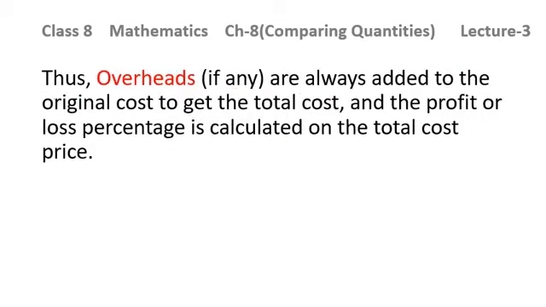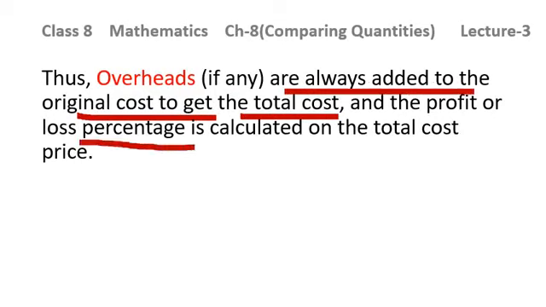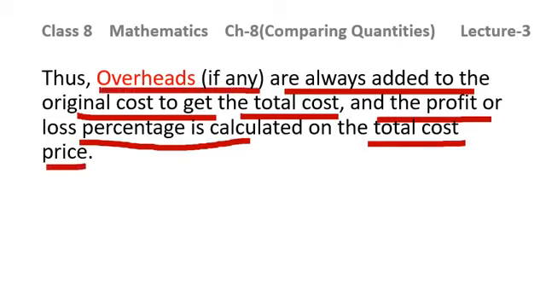So overheads, if any, are always added to the original cost to get the total cost, as we have seen in the previous example, and then the profit or the loss percentage is calculated on the total cost price. So overheads, if any, will be added to the original cost to get the total cost, and the profit or loss percentage is calculated on the total cost price.